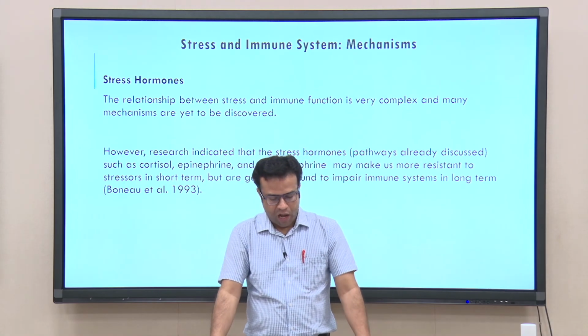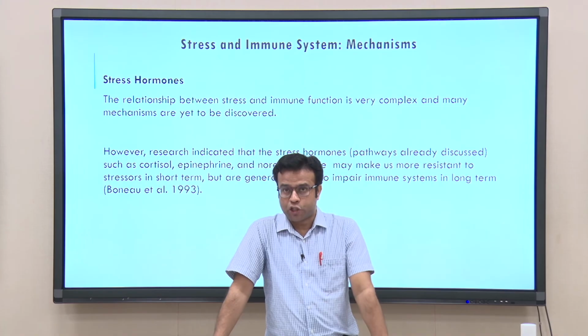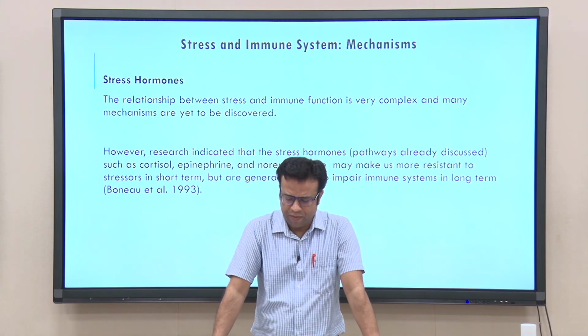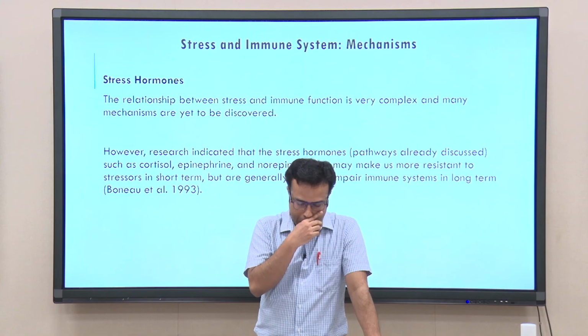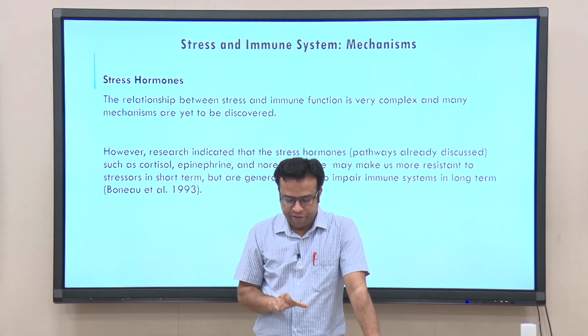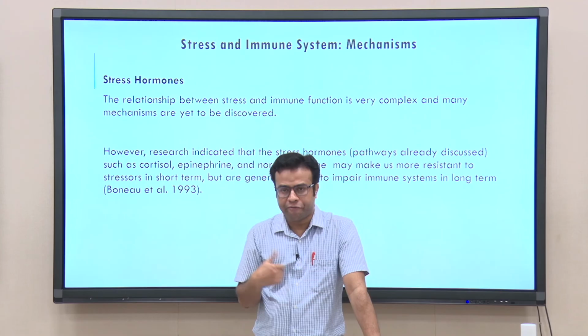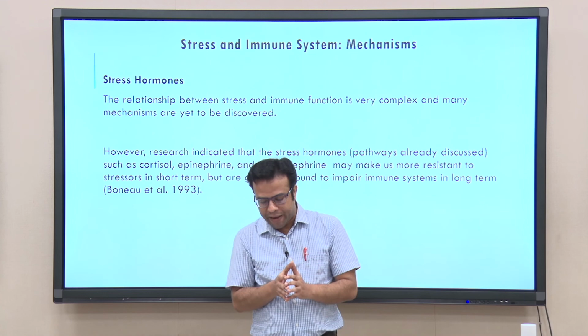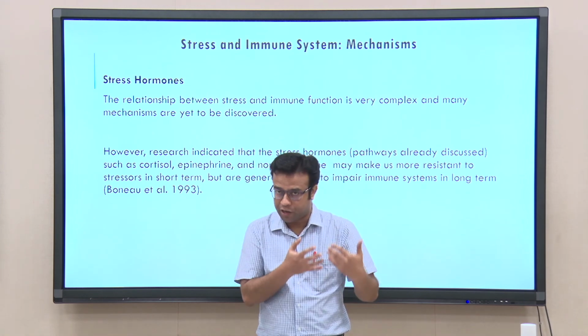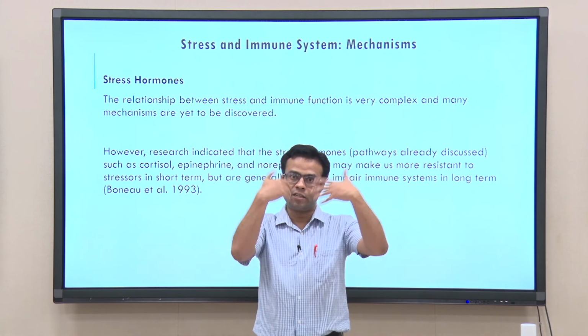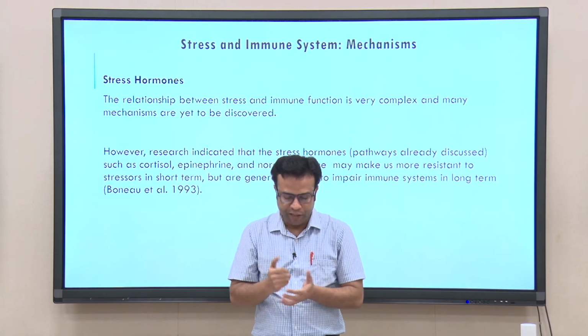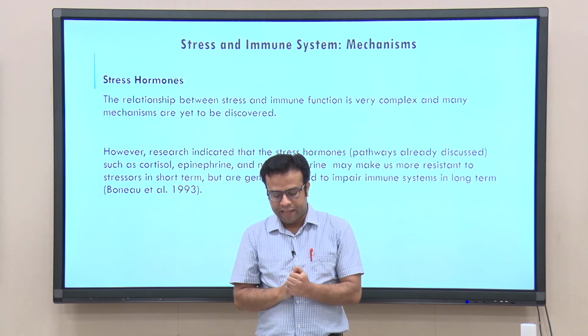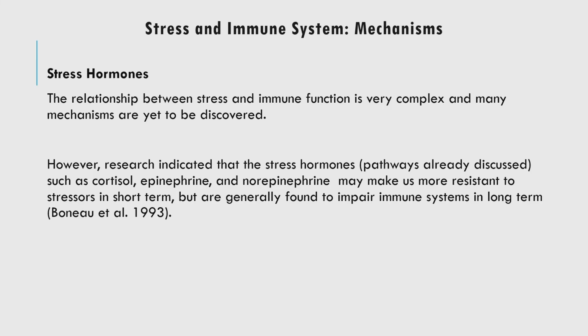However, research indicated that stress hormones and the pathways we have already discussed in detail, such as cortisol, epinephrine or adrenaline, and norepinephrine or noradrenaline, can make us more resistant to stressors in the short term, like acute stress. They enhance immune function to protect the body, but they actually impair the immune system in the long term. So under the condition of chronic stress, they impair our immune function.